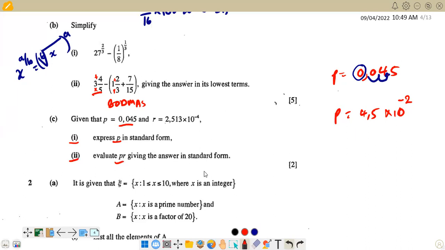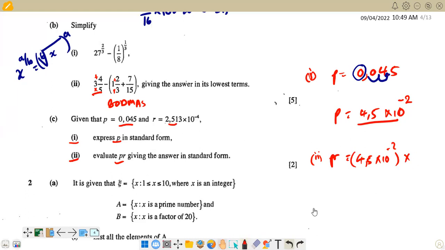Okay, then item 2, express PR giving the answer in standard form. PR, that is your multiplying, that is your item 2. So this was also item 1. Our item 2, you're now multiplying PR, that is P. In standard form, this P we have already expressed in standard form, which is 4.5 times 10 to the power of minus 2. Whatever that we get, we multiply to R, which is this value here.